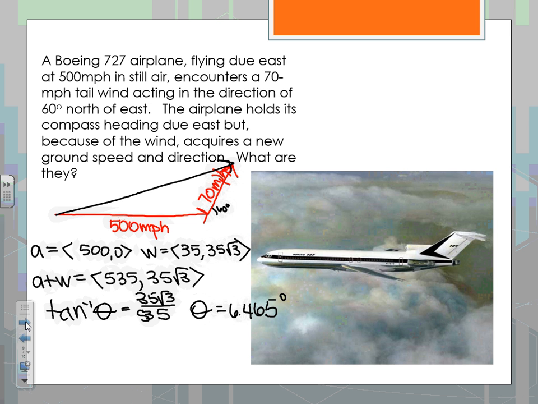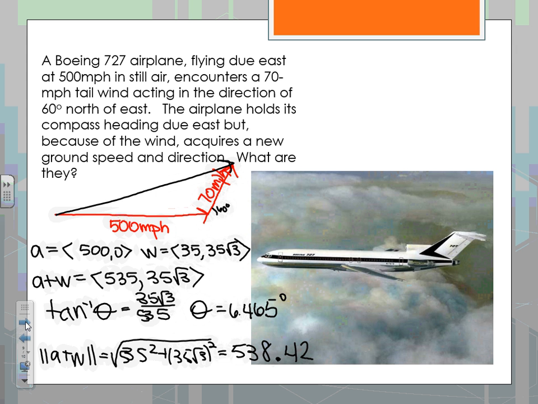And how do we find the speed? Pythagorean. It's the magnitude. The magnitude of A and W will be the speed. 538 point what? 4265.